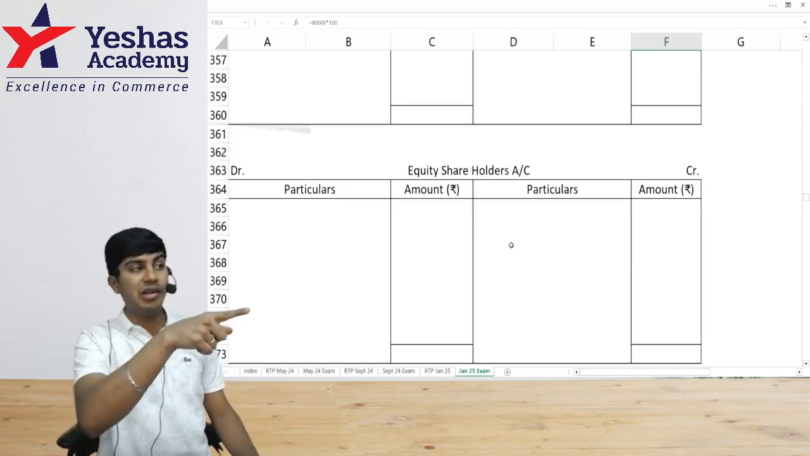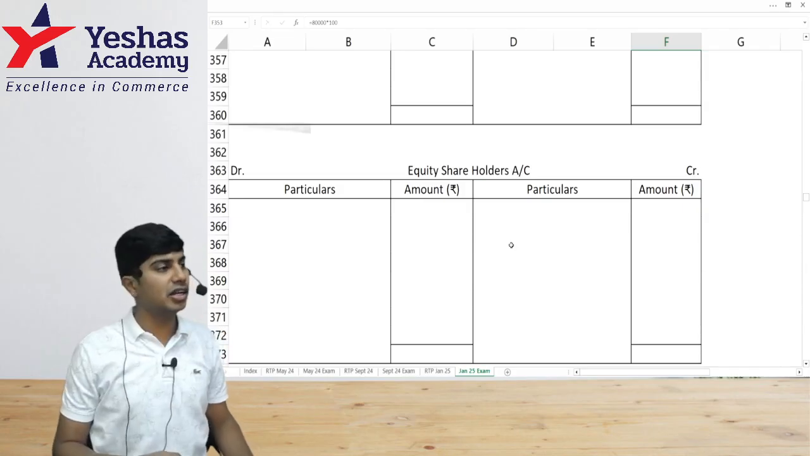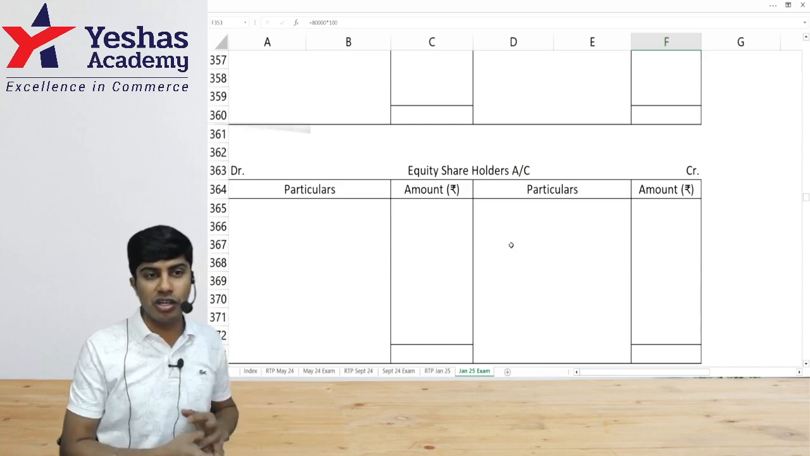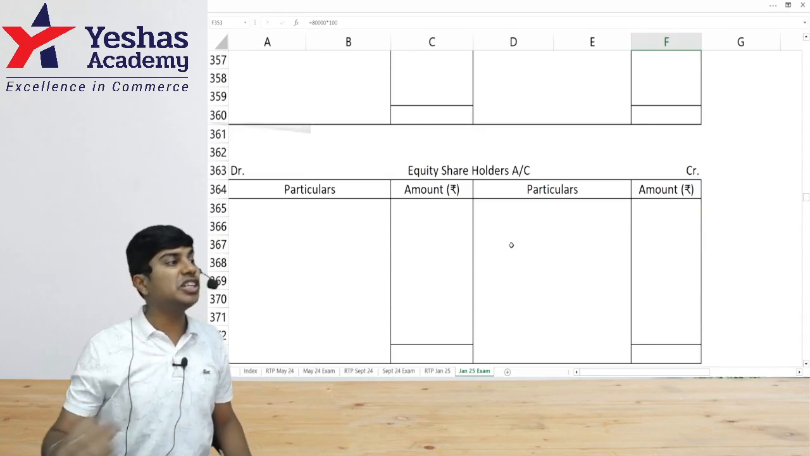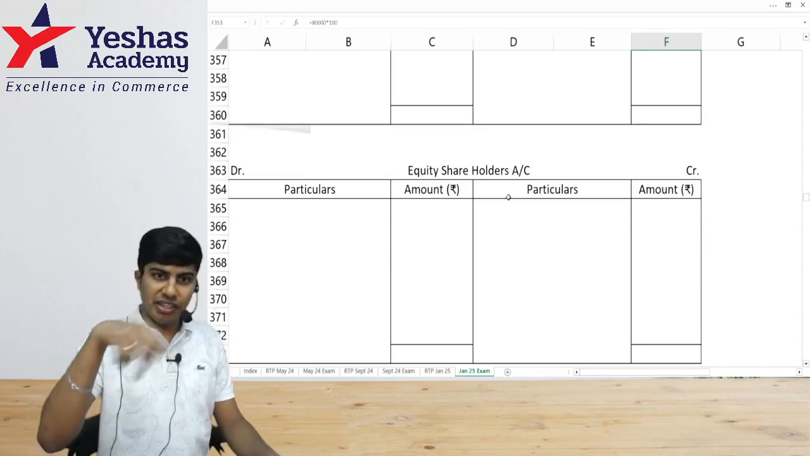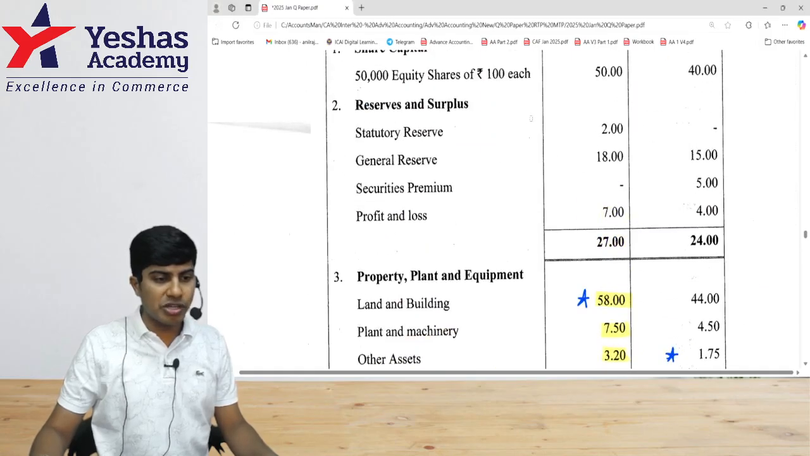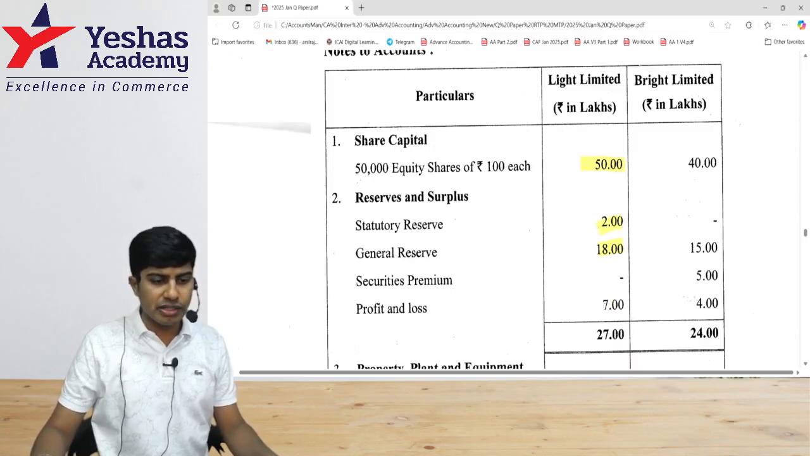In case of Bright Limited, other assets are not taken over. In case of Light, all assets and liabilities are taken over. I'll come back. When I come back, I'll pay realization expense, which is not given in this question. Then what will I do? I will close my shareholders balance. Everything in the balance sheet is gone, no, except share capital and reserves. How much share capital, how much reserves? Share capital 50, reserves 2, 18, 7.